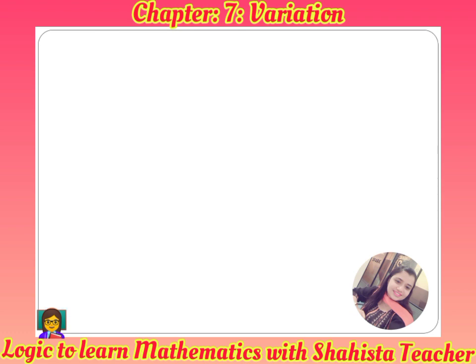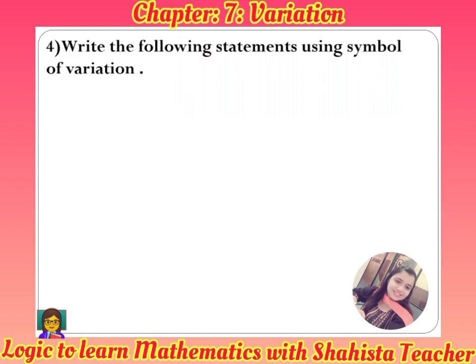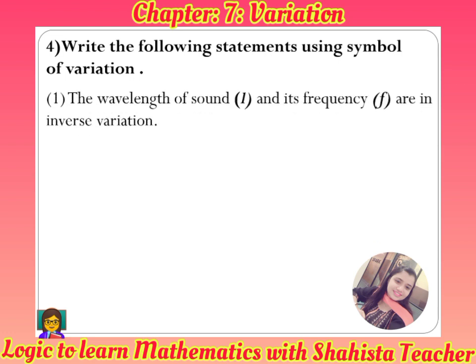Now let's solve question number 4. In question number 4, you will see some letters, and with the help of those letters we have to represent our answer in symbolic form. So write the following statement using the symbol of variation. Question 1, the wavelength of sound is represented by L and the frequency by F, in inverse variation.